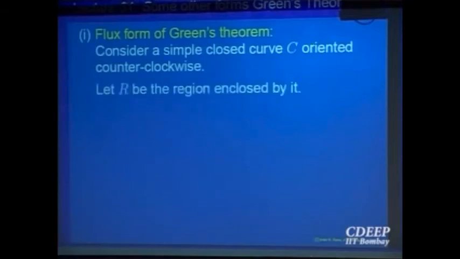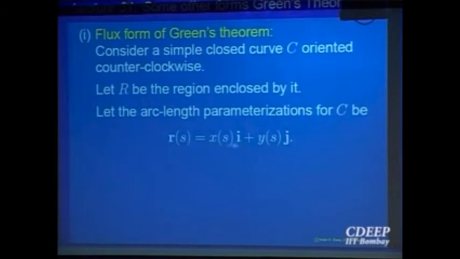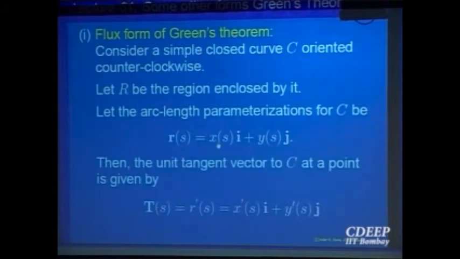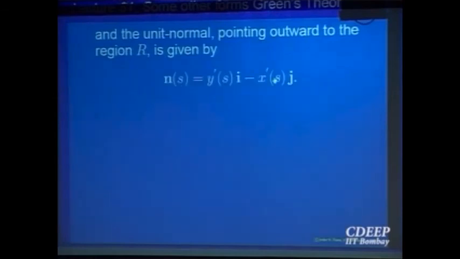So consider a simple closed curve C oriented counterclockwise, and R is the region enclosed by it. Now take a parameterization, let us say an arc length parameterization r(s) for that simple closed curve. What will be the tangent vector for this? r prime of s will give you the unit tangent vector, because it is an arc length parameterization, I don't have to do anything. It is the unit speed parameterization. That gives me the unit tangent as x prime(s) i plus y prime(s) j. Now I write the normal vector, which is perpendicular to it, pointing outside the region, given by this. This is just by assuming that you have an arc length parameterization, nothing more than that.